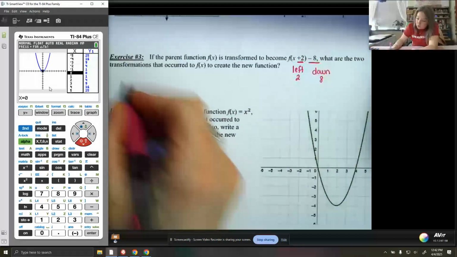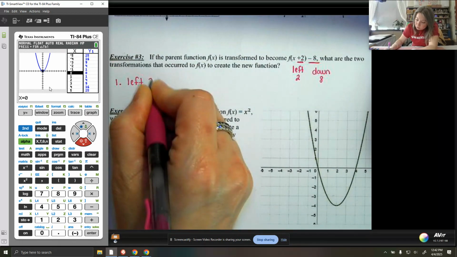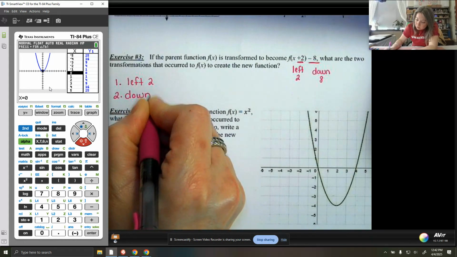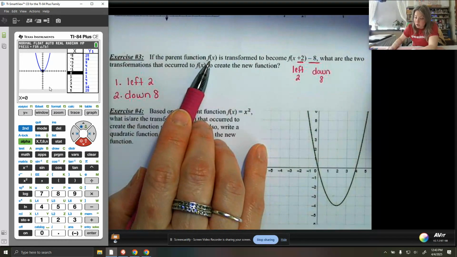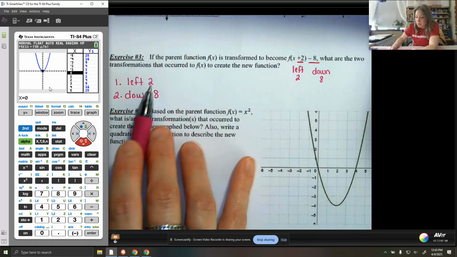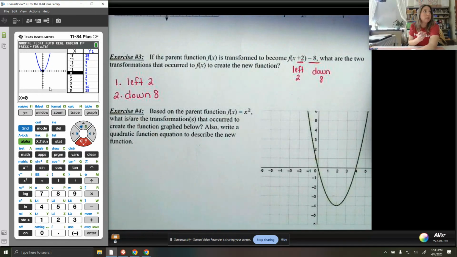So what are these two transformations? 1, we went left 2, and 2, we went down 8. Which means, by the way, that my new vertex, if this really was f of x equals x squared, my new vertex is going to be negative 2, negative 8, because that's where I'm moving the x and the y.